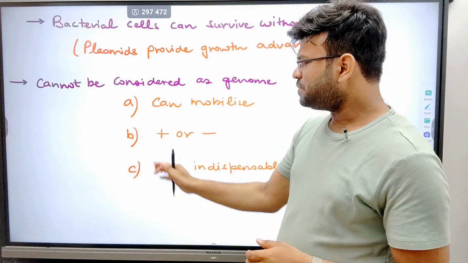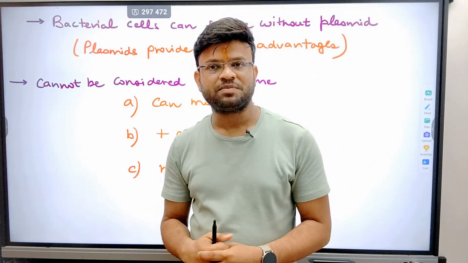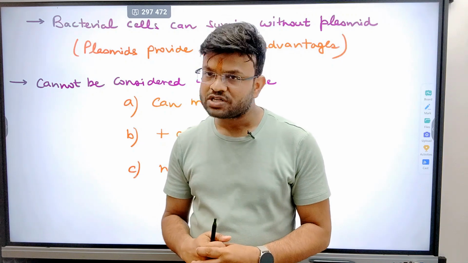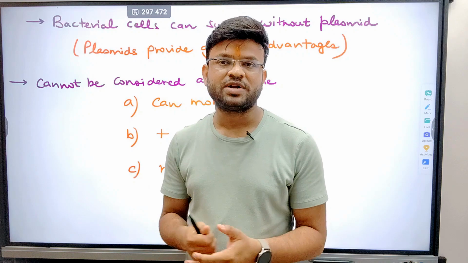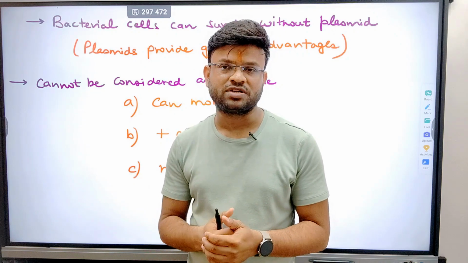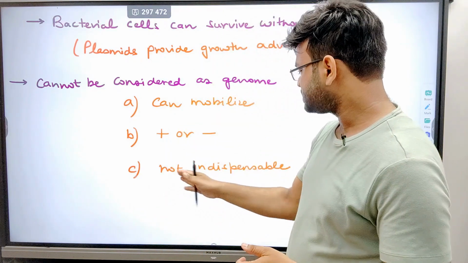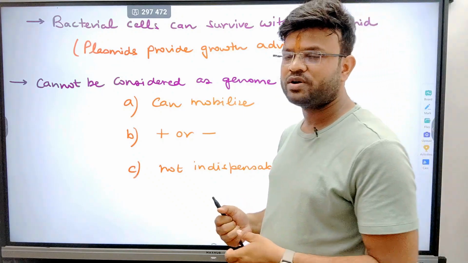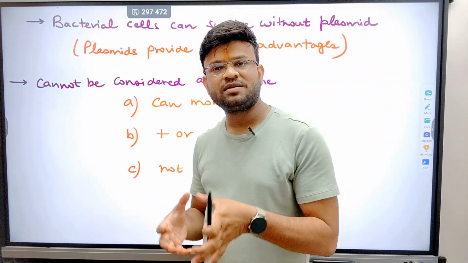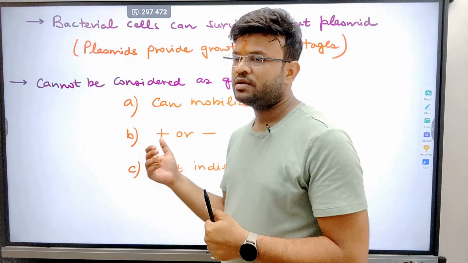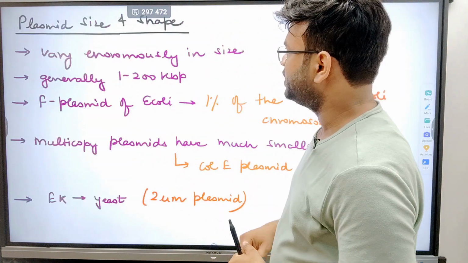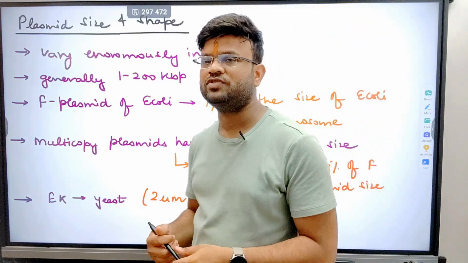Next, it can be present or it can be absent. That means plasmids are not essential for survival. They can be present, but chromosomes will definitely be present. They are an inevitable part for the survival of the bacteria. Next, not indispensable. This is what I have already told you. That means plasmids can be deleted also, but chromosomes, if you delete, then the bacteria will not be able to survive. Now coming to the size and shape of the plasmids.